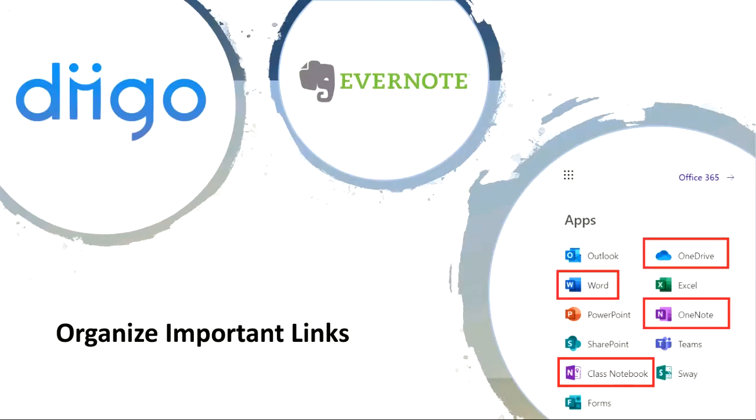You'll also want to organize your important links. So if you have links to sources, you could create a Word document or a OneNote document with a list of hyperlinks to save and share with your students. You could also use an external site like Diigo or Evernote. But you could also create a class notebook in your NIU Office 365 account, which you can then share with your students. You can add them to that class notebook.